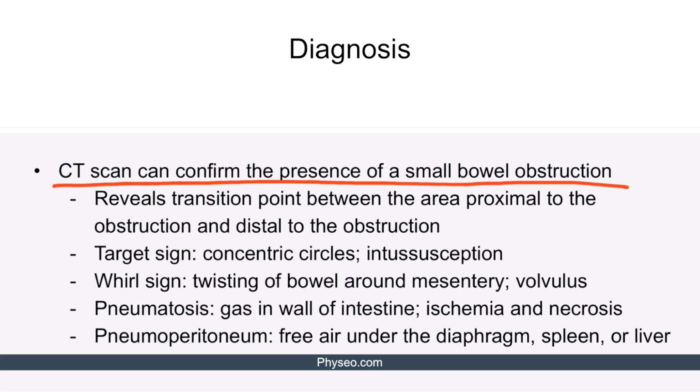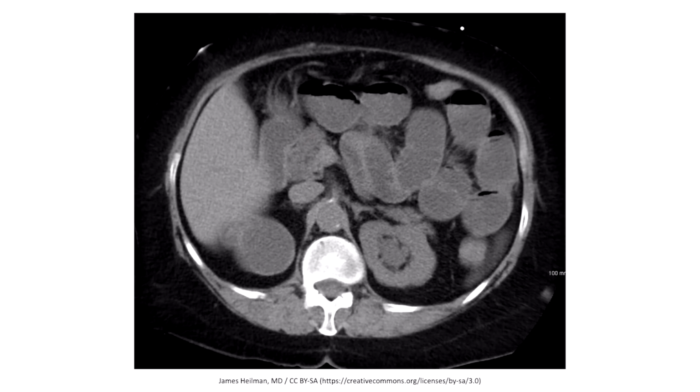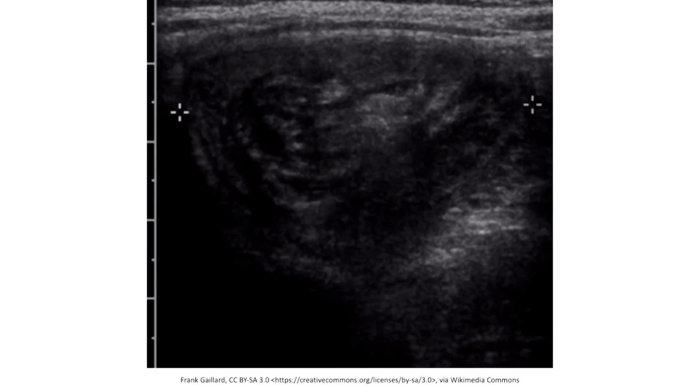In addition, one may see pneumoperitoneum on the CT scan, which is the presence of air or gas in the abdominal cavity and can be visualized as free air under the diaphragm, spleen, or liver. It is typically a sign of bowel perforation. On this CT, one can see dilated loops of bowel with air fluid levels, which is characteristic of small bowel obstruction. Here's an image from an ultrasound study of a patient with intussusception.